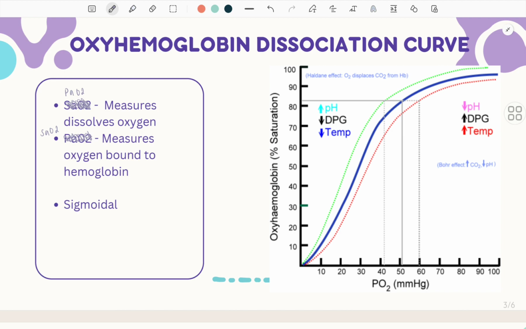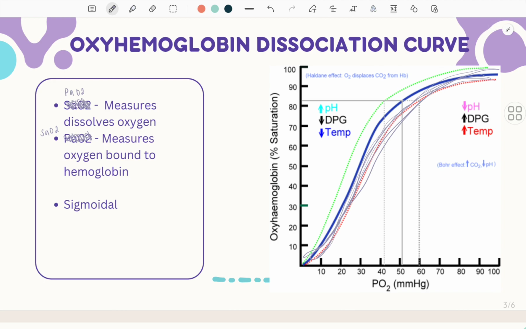They are in equilibrium. They are in what we call a sigmoidal relationship, and that sigmoidal relationship is the S curve that we see right here. This S curve is sigmoidal. Now this curve, the oxyhemoglobin dissociation curve, shows how much the hemoglobin is associated or bound by oxygen and how much is dissociated at any given PaO2.